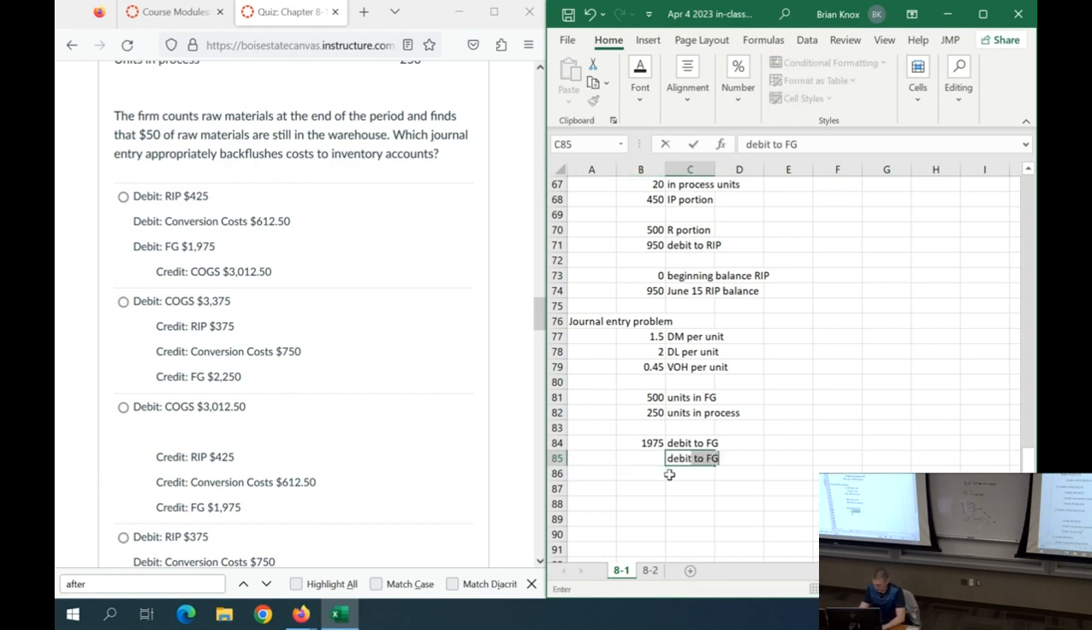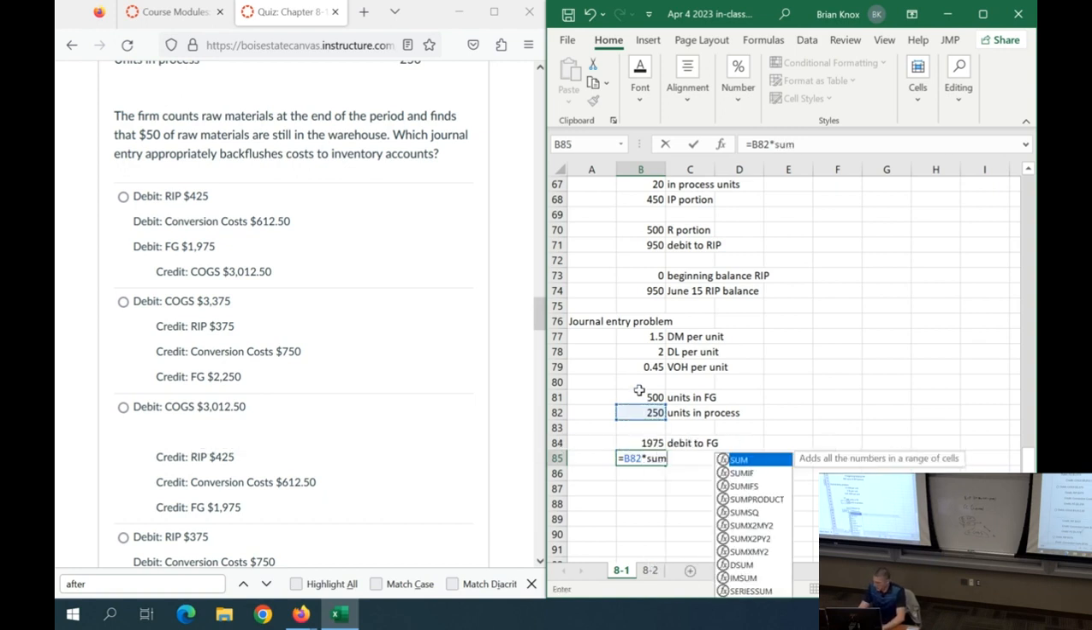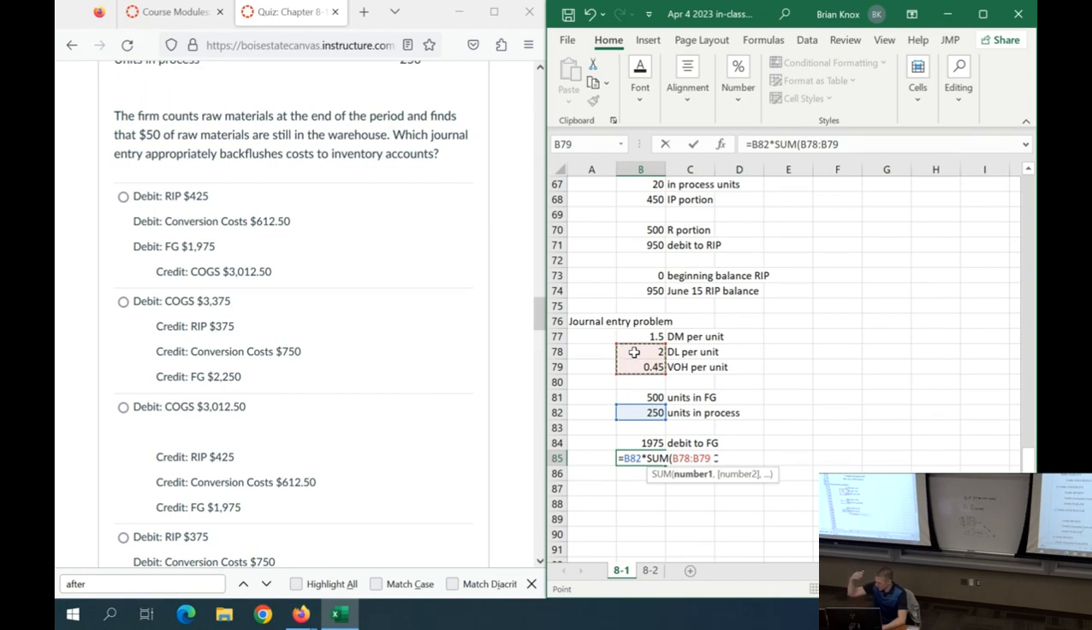Debit to conversion costs. That's going to equal the units in process, because the conversion cost account means conversion costs of units in process. Units in process times the conversion cost related rates, which is direct labor and the overhead that we consider a product cost, which is only the variable portion of overhead, 45 cents. There. So 612.5, look, we've triple confirmed now.